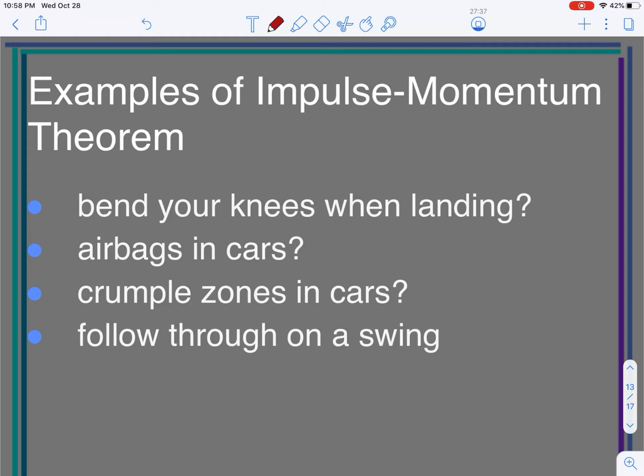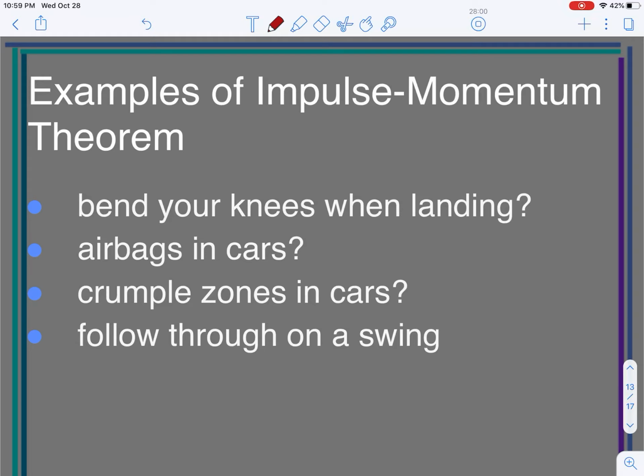So the passengers inside of the car have more time to come to a stop, less force upon impact, and so that's going to be beneficial for the people involved in the accident. Follow through on a swing. Okay, if you have ever been coached to kick or hit something, then you've probably been instructed to follow through.